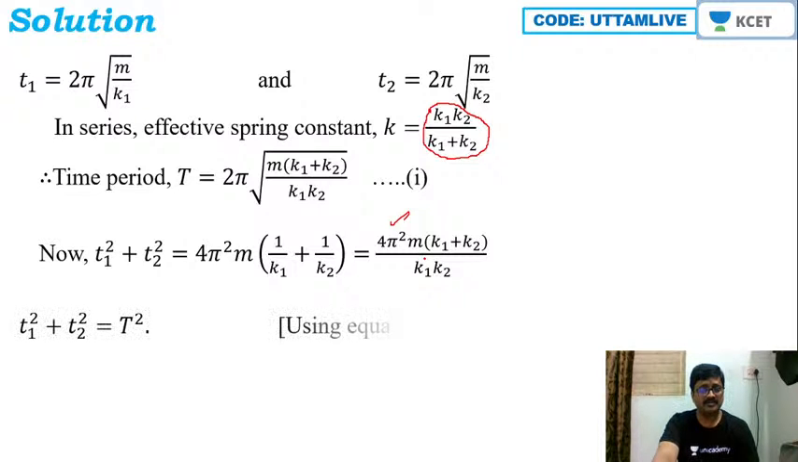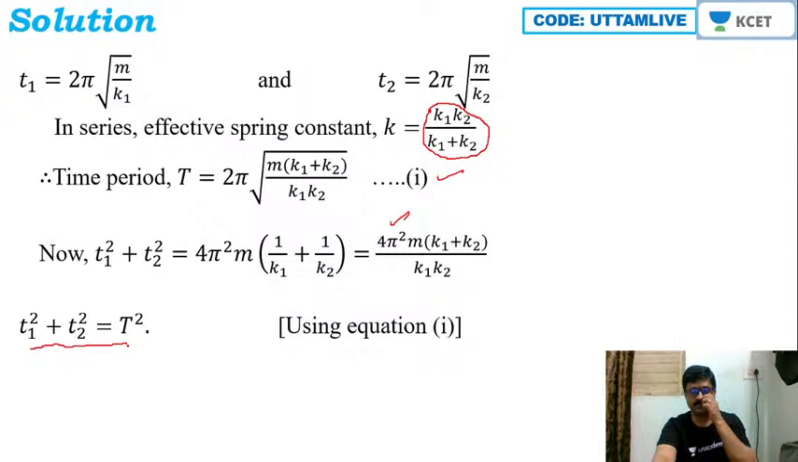Now, thus I can take a square of equation 1, right? So if you take equation 1 square, what will you get? Will you not get 4 pi square into m into (k1 plus k2) by k1 k2? So obviously I can say that t1 square plus t2 square is equal to T square. Now this is the relationship between t1, t2 and capital T. So hence it happens to be option B here, my dear students.